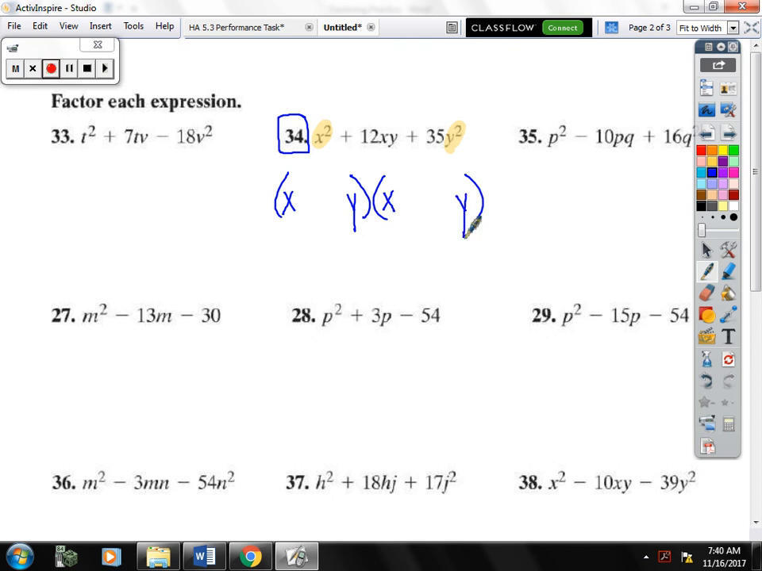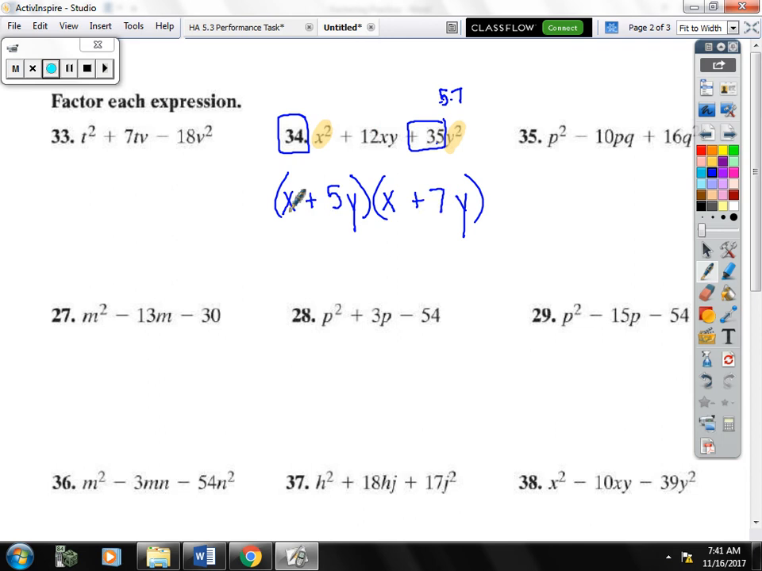That way, whenever I FOIL this, I will get x squared when I multiply the first terms together, and I will get y times y, which will get me y squared. Everything else works exactly the same. We're looking for numbers that multiply to be 35 and sum to be 12, okay, which is obviously going to be 5 and 7. 5 times 7 is 35, 5 plus 7 is 12. So I'm just going to throw in a positive 5 and a positive 7.